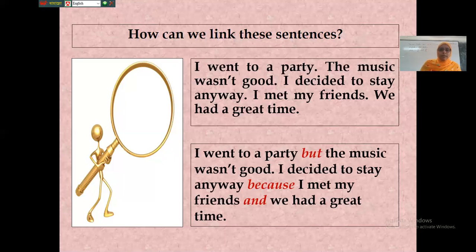There is the answer that we went to a party.